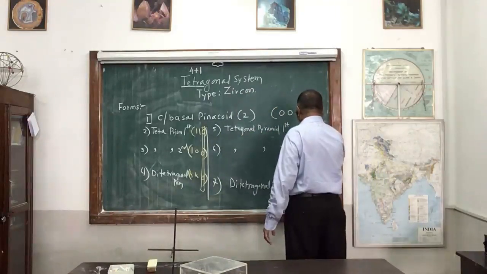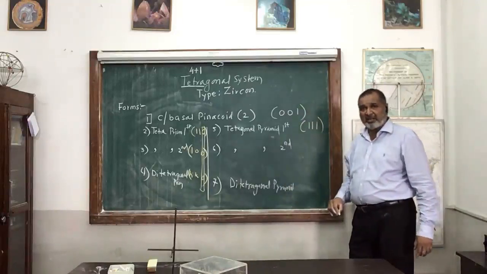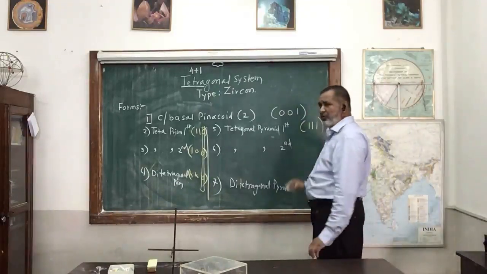It is going to cut all the axes at equal length. All axes are equal in length. So indices 1, 1, 1.